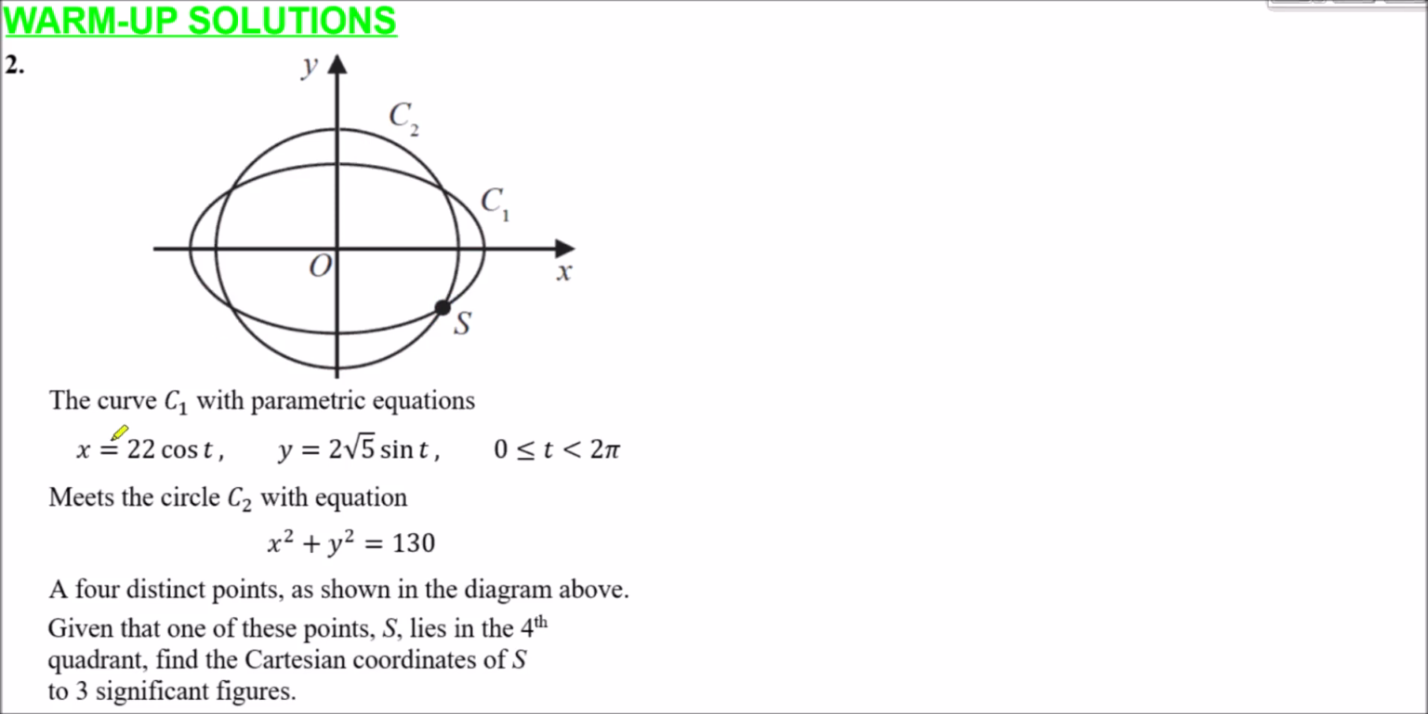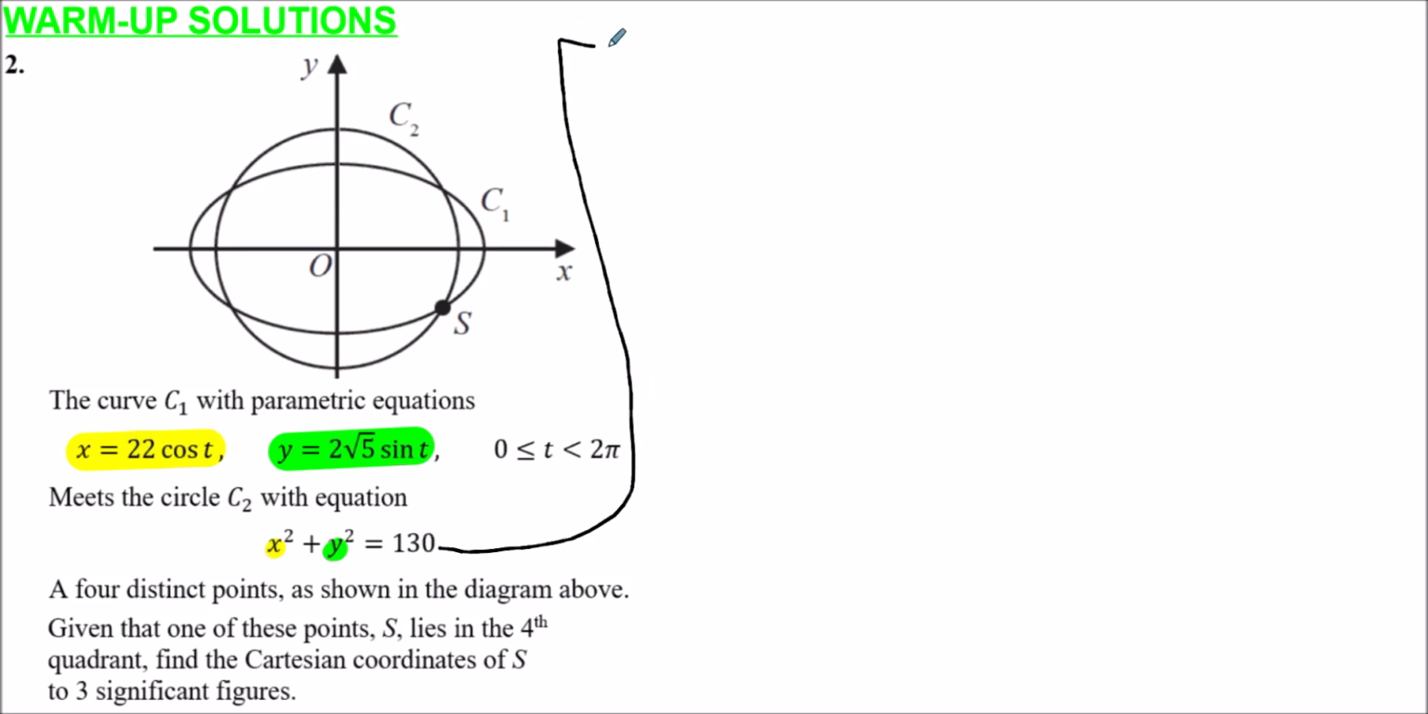So let's first of all spot that we've got this in parametric, x and y, and that what we can do is substitute these expressions in for x and y into this equation of the circle. If we do that, we can then solve for what t would have to be to satisfy both equations. So as our first step, if I let x be 22 cosine t, then 22 cosine t all squared, plus y squared, where y is 2√5 sine t, all that squared, must equal 130.